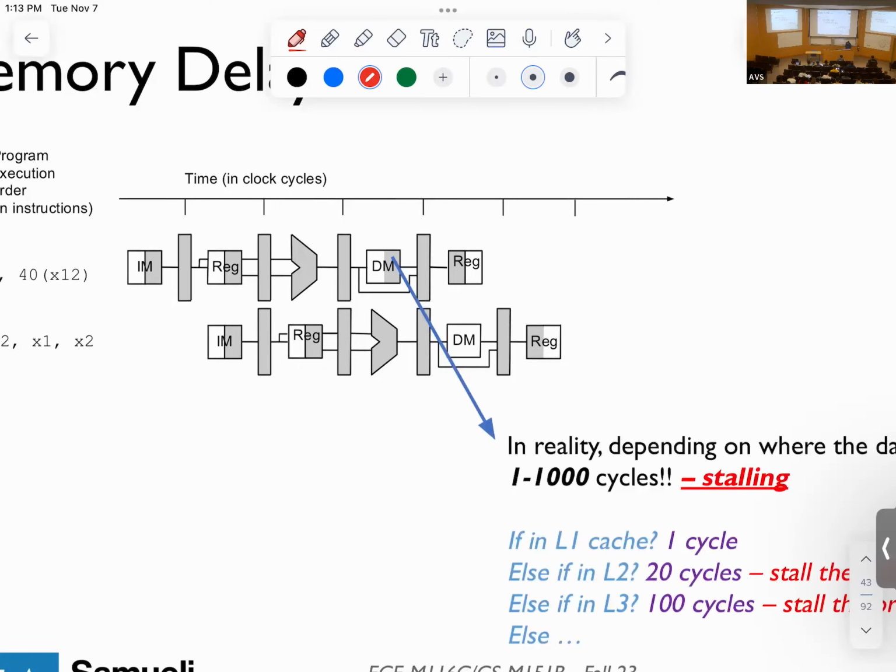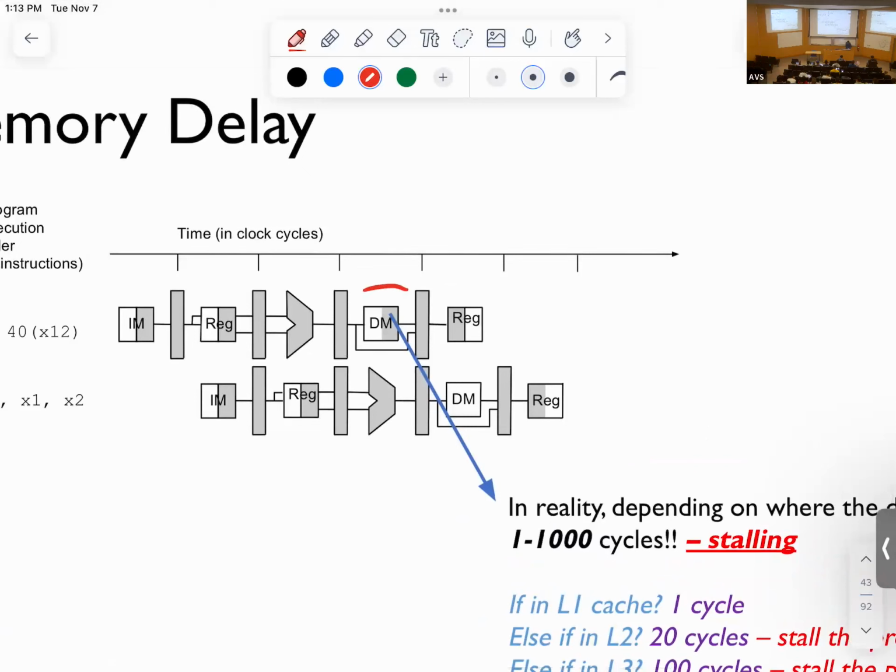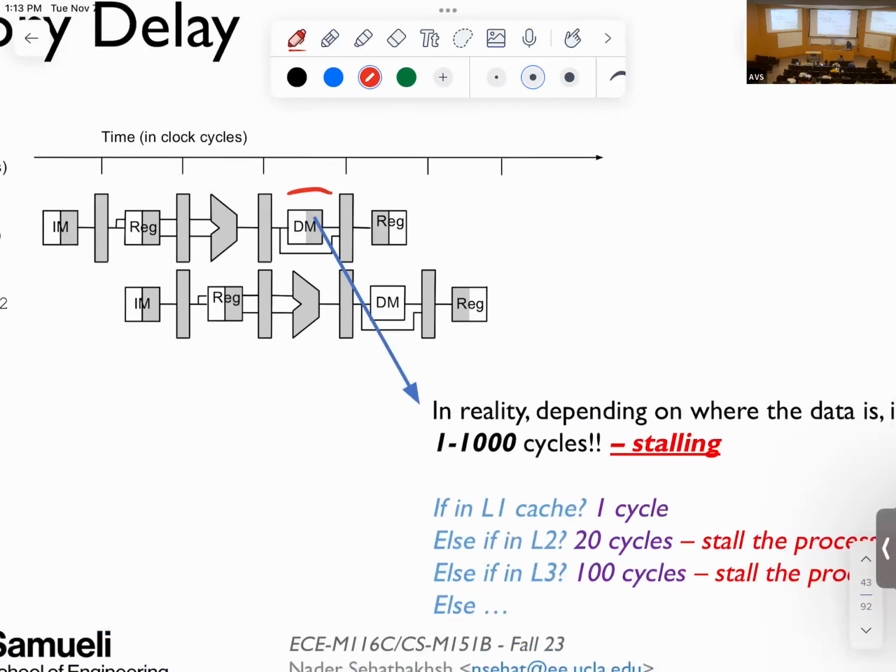To give you some numbers, just think about what happens when the data is not there. It will result in stalling the processor, right? So how many cycles are we stalling? If it's in the level 1 of my cache, it's going to be 1 cycle, so that's very quick.